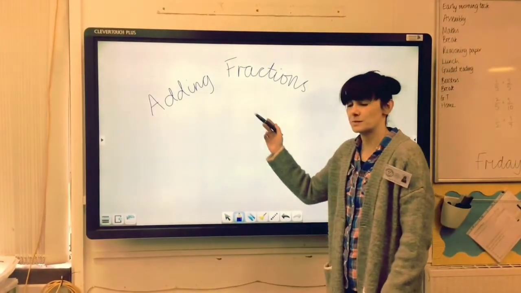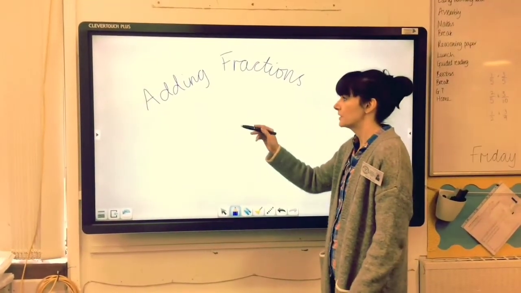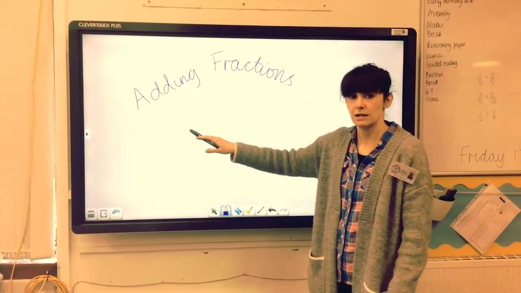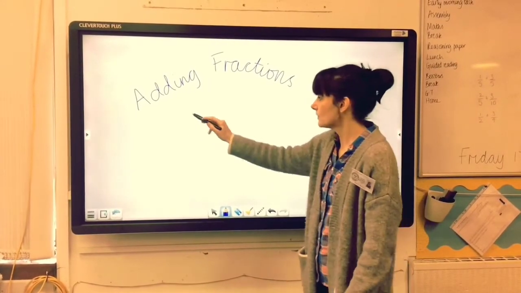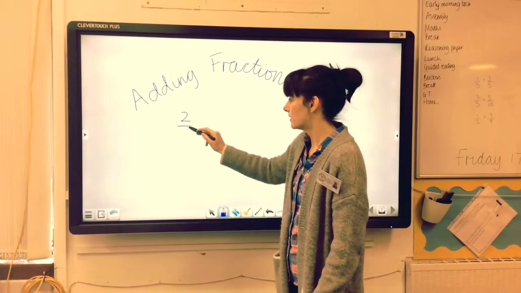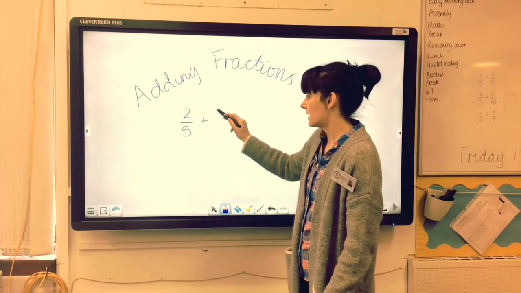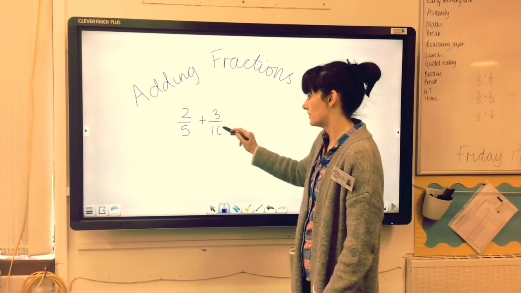So we're adding fractions. We've just looked at where the denominator is the same. Now we're going to look at where the denominator is a multiple. So for example, we could have 2/5 add 3/10.